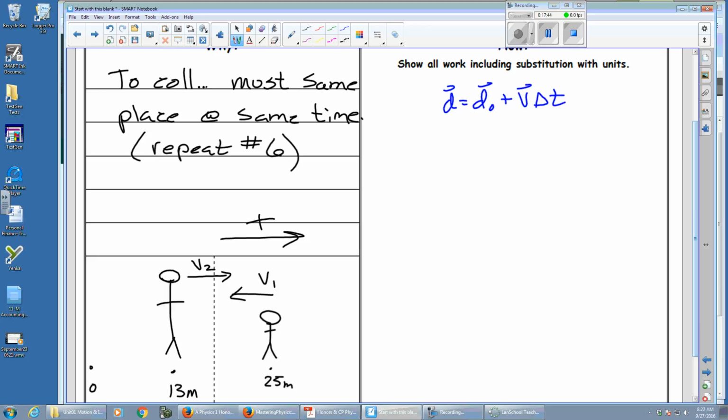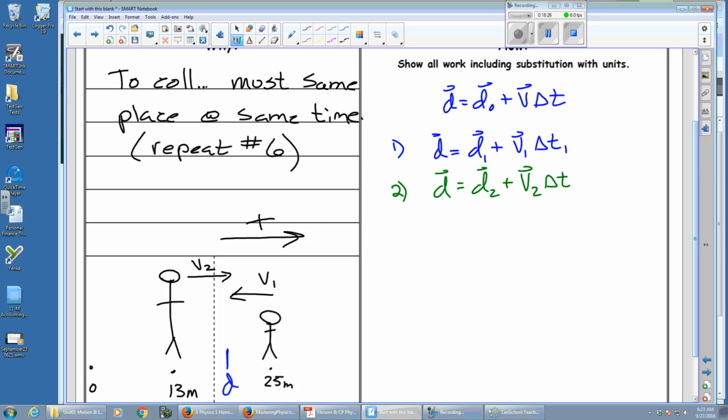And I know that where they collide, some point in here, I'm going to call that just point D. And that's going to be the same for both of them. So for object number 1, I'm going to have D equals D1 plus V1 delta T1. And for object 2, I'm going to have D equals D2 plus V2 delta T2.